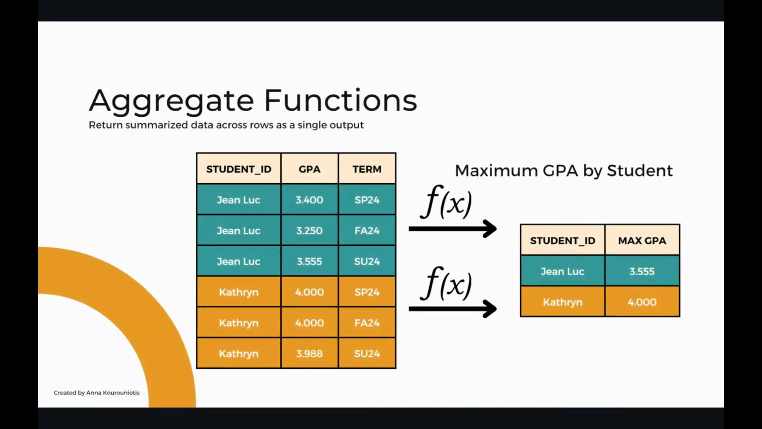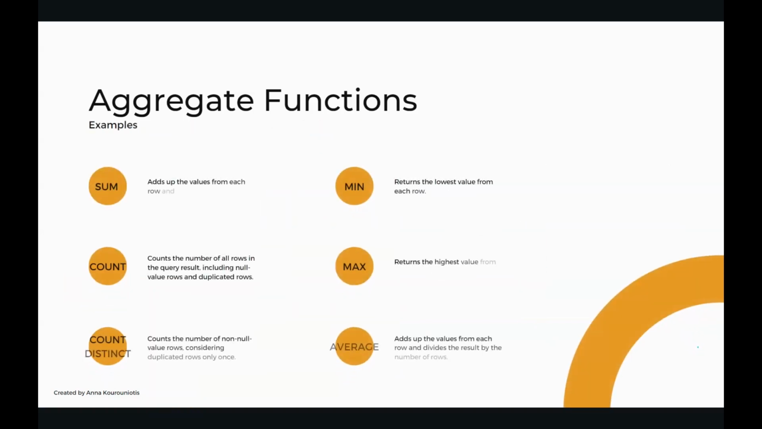Let's look over aggregate functions. An agg function operates on a group of rows and returns a single value. For example, if we have a student's GPA table that contains student ID, term, and term GPA for each student, and we want to calculate the max GPA for each student, using the max agg function and grouping the table via the student ID column, we'll return a single value for each student, just showing the highest GPA.